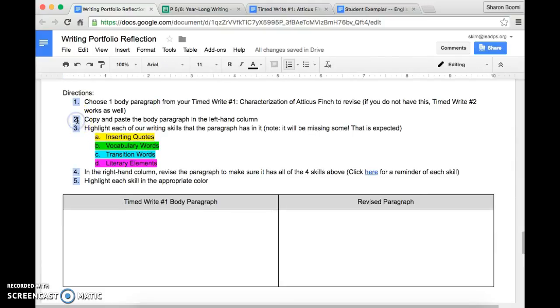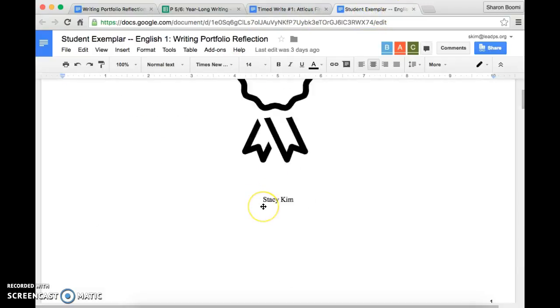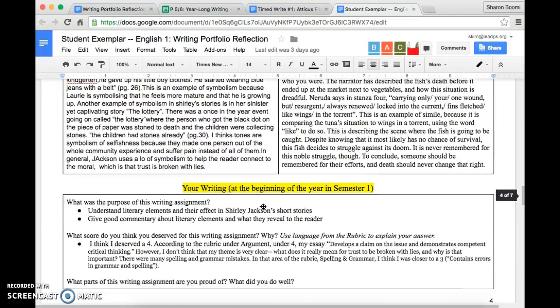So once we've done step number 2, we're going to move on to step number 3. You're going to highlight each of the writing skills that this paragraph contains. Note that it will be missing some of these writing skills. There's not going to be one body paragraph where you're using all 4 of these writing skills. So don't expect to have all 4 of these writing skills in your one body paragraph. It's great if you do, but don't expect to have all 4 of them in your timed write 1 body paragraph. I'm going to look at the student exemplar at this point.